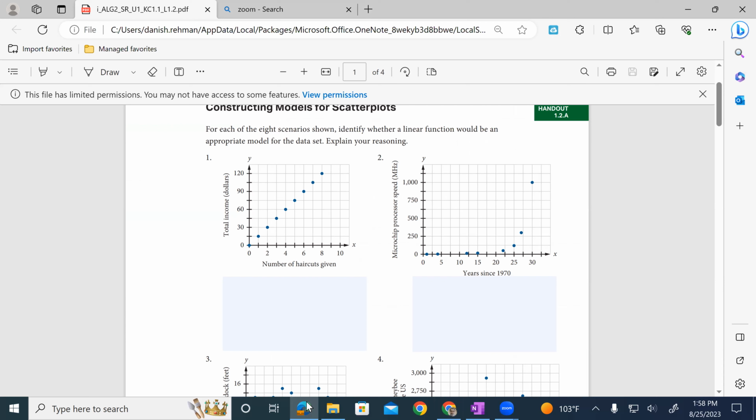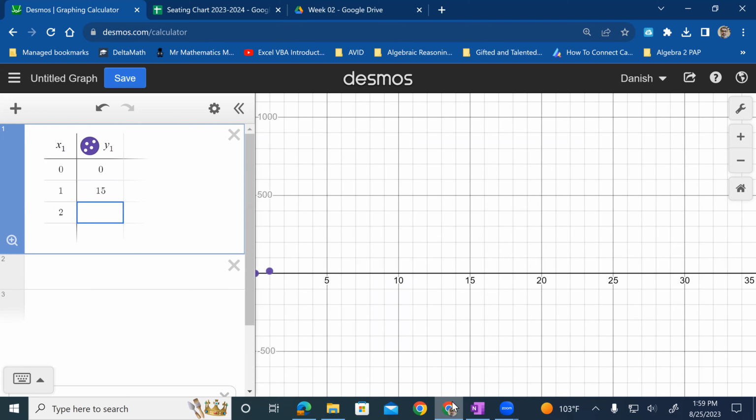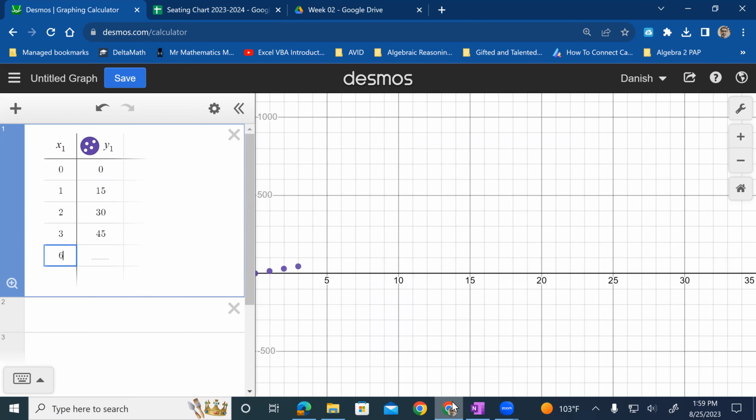What's the value for this dot? And 30 is the y. What about the x? 2. For 1, it was 15. For 2, it's 30. All right? That's how you will keep on building the table here. For 1, it's 15. For 2, it's 30. Keep on going. 3 is what? 45. 4. Keep on going.